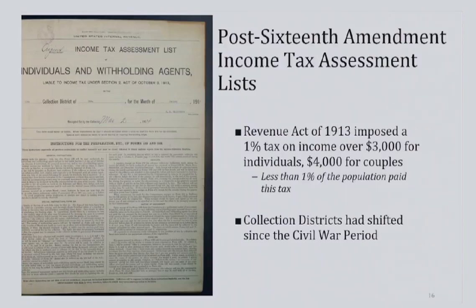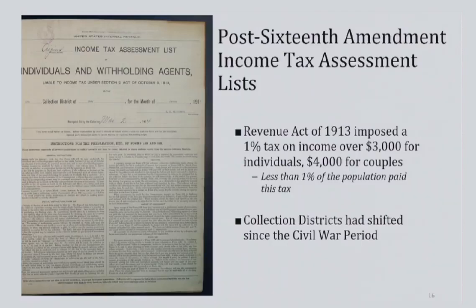NARA does also hold some assessment lists from the period of about 1914 to 1919, after the passing of the 16th Amendment. The Revenue Act of 1913 imposed just a 1% income tax on those who made over $3,000 or couples who made over $4,000 annually. This only impacted less than 1% of the population, far less than the Civil War tax had, and therefore our holdings for this period are far less significant as well.